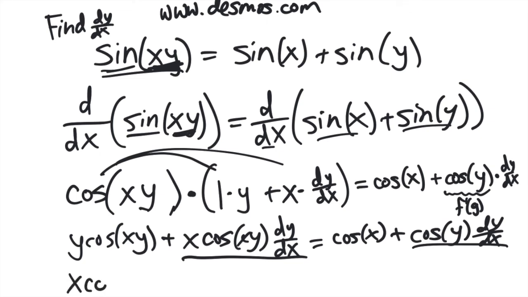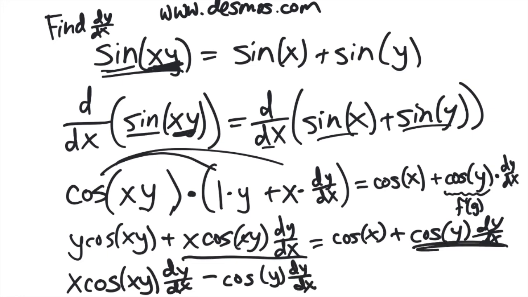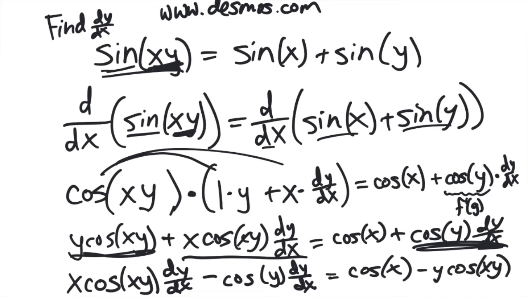And so it's going to look like x times the cosine of xy times dy/dx minus the cosine of y dy/dx. So I'm moving the cosine of y times dy/dx over to the left side, and then we're going to move this y cosine of xy over to the right side. So it's going to become cosine of x minus y times the cosine of xy. Now I'm running out of room, but go ahead and factor out a dy/dx and divide both sides by what's left over after you factor out that dy/dx.